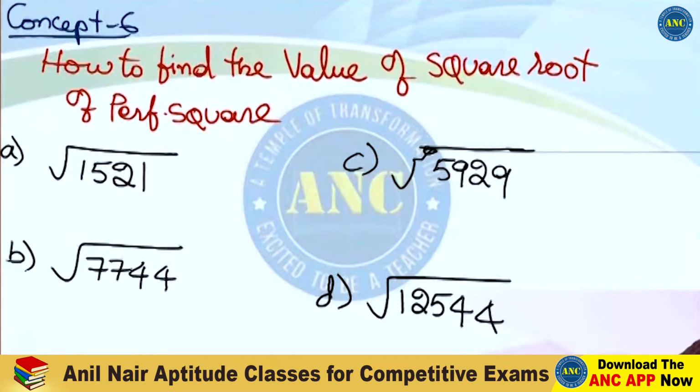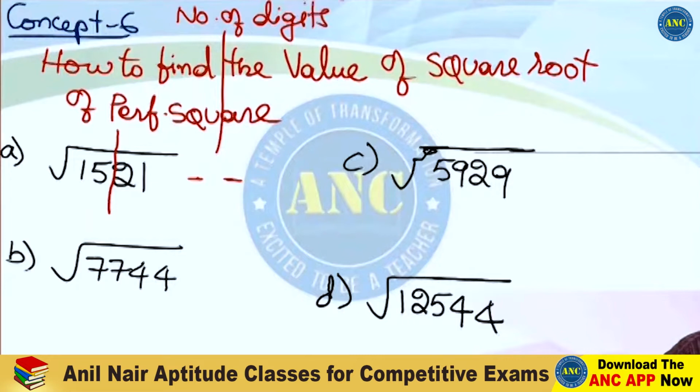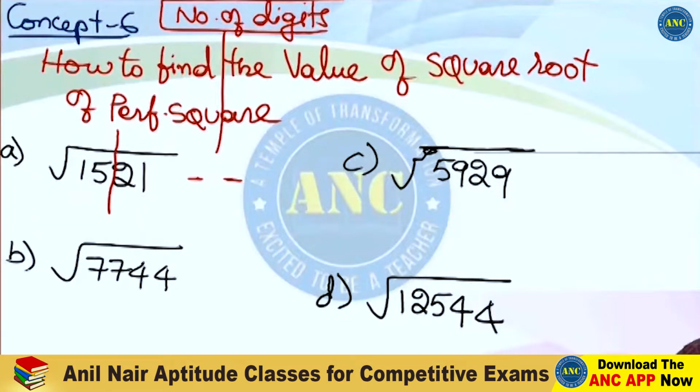Step number 1. Start from the rightmost. Keep a slash after 2 digits. How many groups of 2 digits are there? One group is 21, another group is 15. This will tell the answer has how many digits. Take a slash after each group of 2 digits. That many groups, that many digits in the answer.